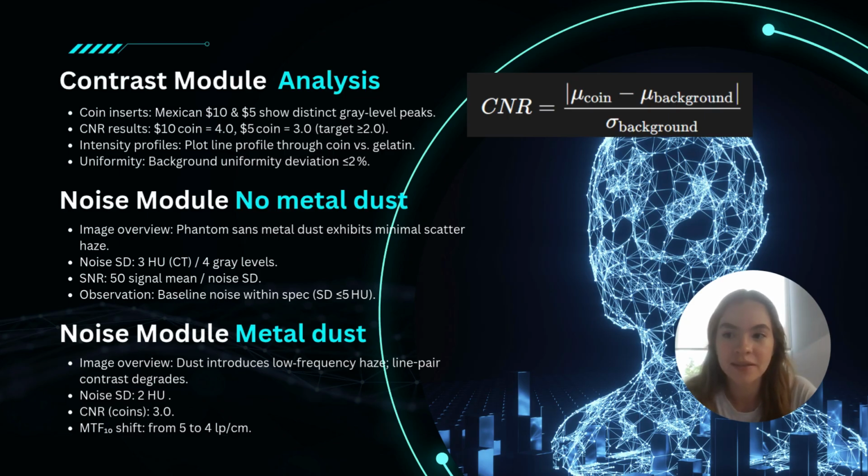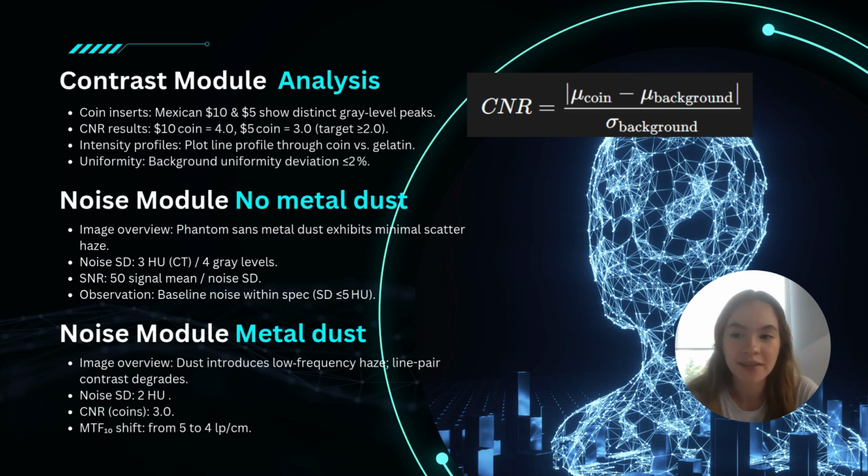For contrast, the Mexican 10 and 5 coins produce two clear peaks in the gray level histogram. We measured a CNR of 4 for the 10 coin and 3 for the 5 coin, comfortably exceeding our target of 2. Line profiles through the coins versus gelatin further illustrate distinct signal separation. Background uniformity deviation remains under 2%, meeting our specification.